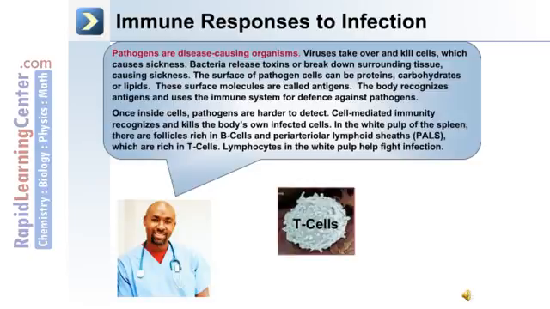The surface of pathogen cells can be proteins, carbohydrates, or lipids, and these surface molecules are called antigens. The body recognizes antigens and uses the immune system for defense against pathogens. Once inside cells, the pathogens are harder to detect. Cell-mediated immunity recognizes and kills the body's own infected cells. For example, in the white pulp of the spleen, there are follicles rich in B cells and periarteriolar lymphoid sheaths, or PALs, and these are rich in T cells. Lymphocytes in the white pulp help fight infection in the body.